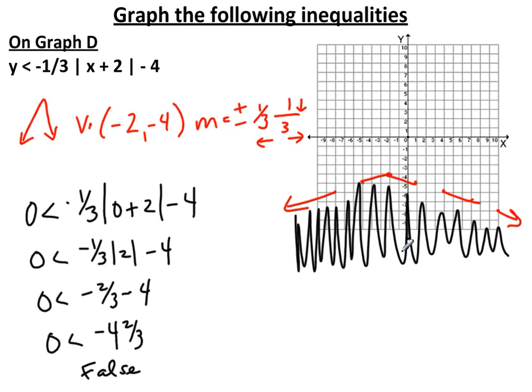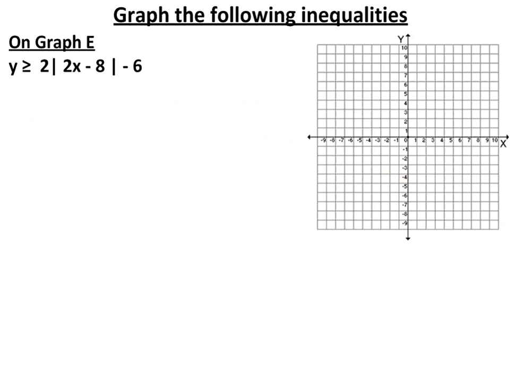Again, all of these points, any point that is shaded, if I substitute it in for x and y as a point, will give me a true statement. Let's look at this one. Again, this is going to be now an upward-facing absolute value.